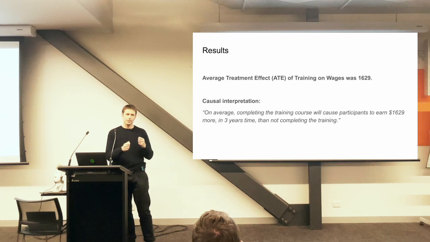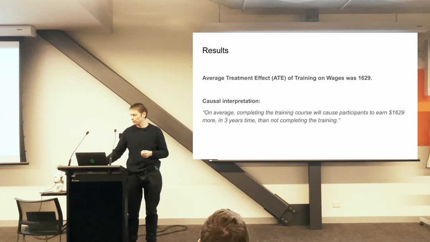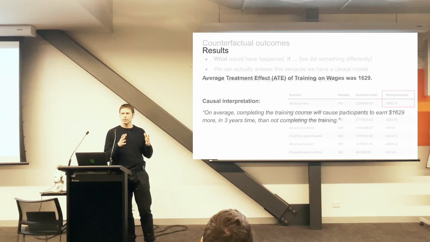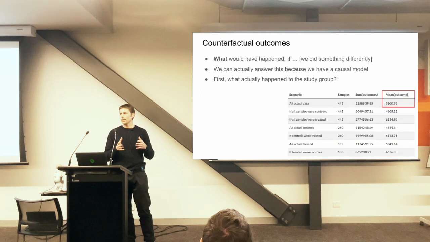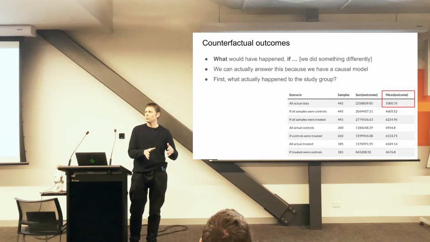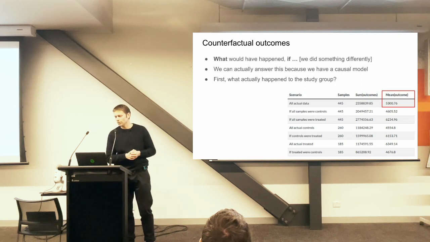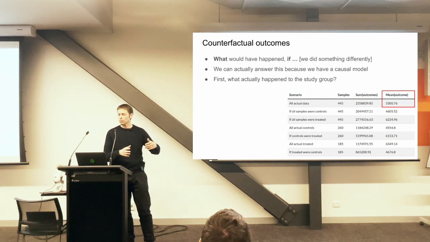And so because it's like this sort of causal inference that we can do, we can also look at what they call counterfactual outcomes. So that's not what actually happened, but what would have happened under different conditions. And so you can also get those results out of the tool. It says what would have happened if we did something differently.